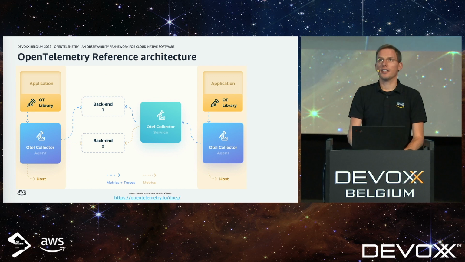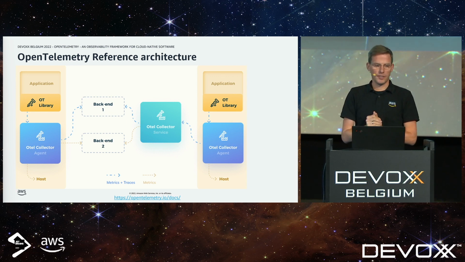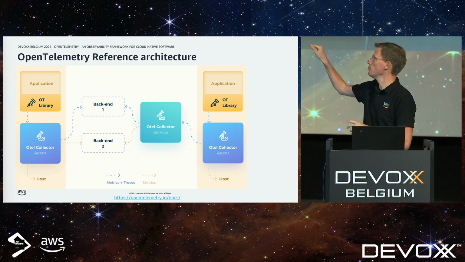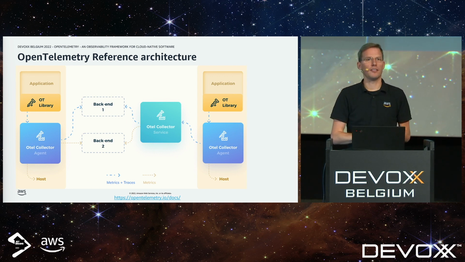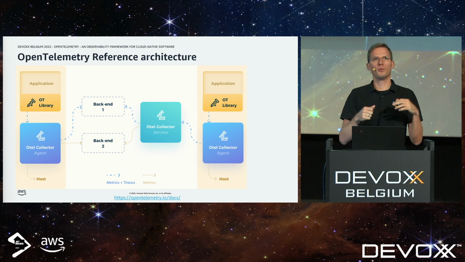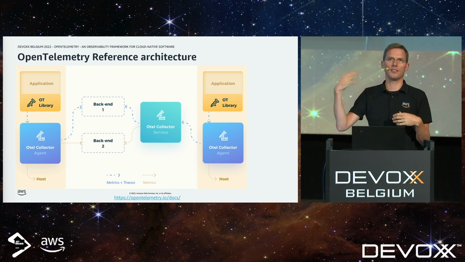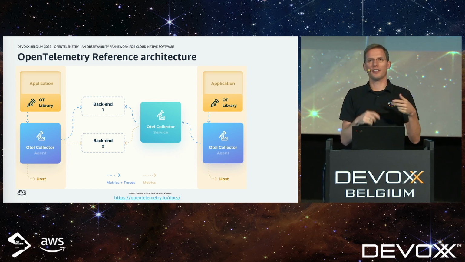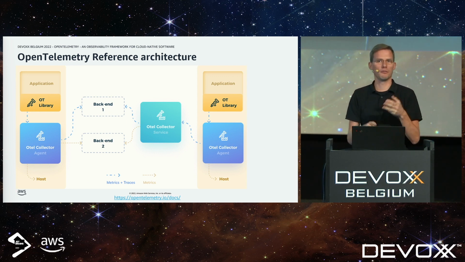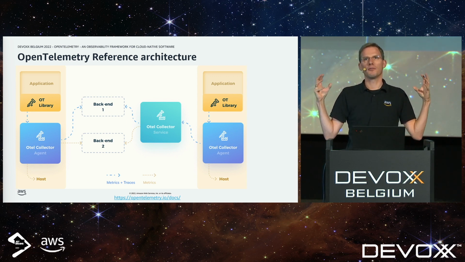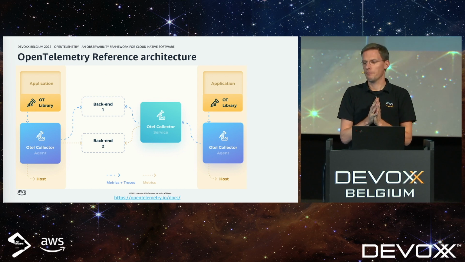And the reference architecture looks like this. Let's start in the middle, we have two backends. Those backends are the tools that you may have already in place or that you potentially select in the future, like Jaeger, Prometheus, maybe also New Relic, Splunk, or another commercial tool. Doesn't really matter. This is where your observability telemetry data ends up.